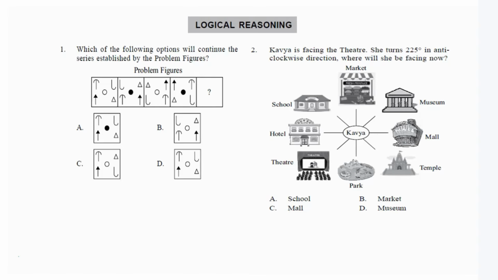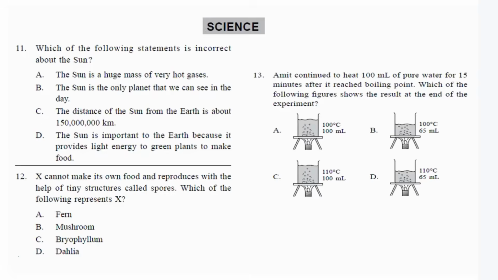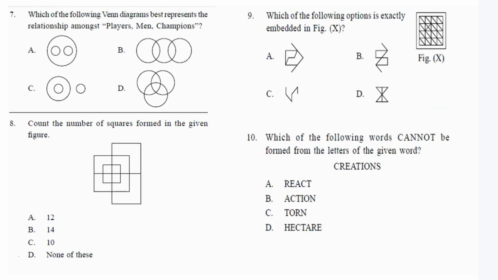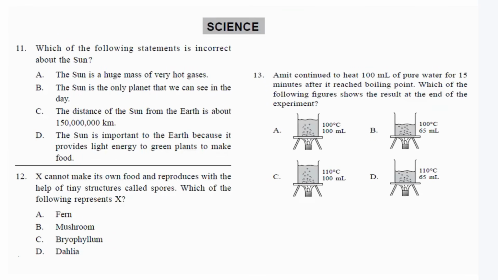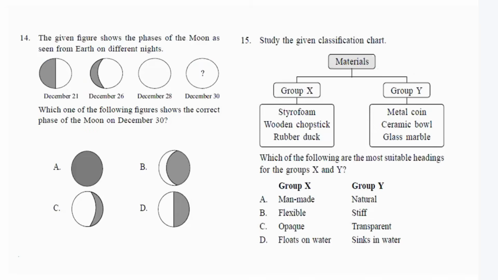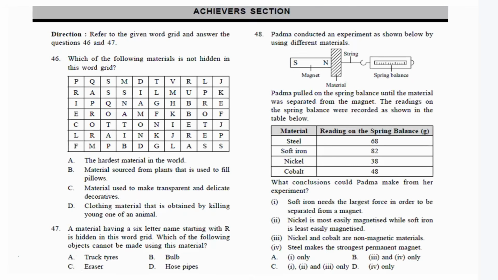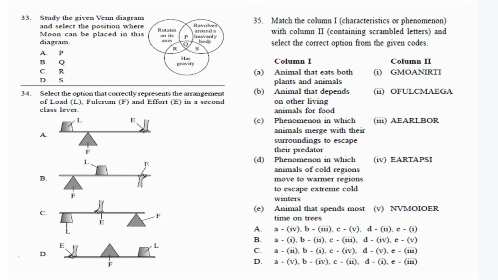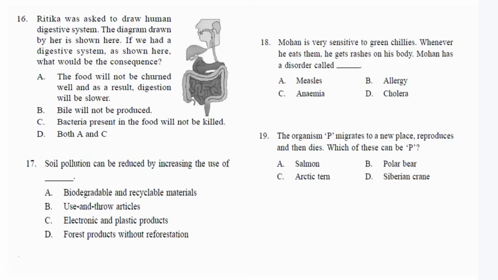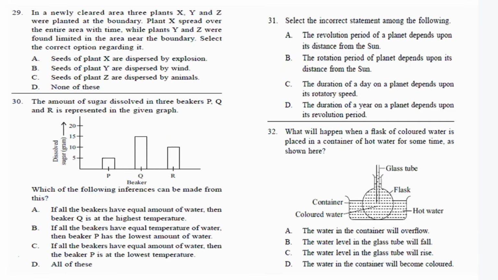As you can see, the first part of the question paper consists of questions from logical reasoning. In the logical reasoning part, there are a total of 10 questions, and these 10 questions carry 1 mark each. From the 11th question, the science questions start. From the 11th till the 50th questions, all are related to the science subjects, okay? And the science questions start from question number 11 and go till question number 45.